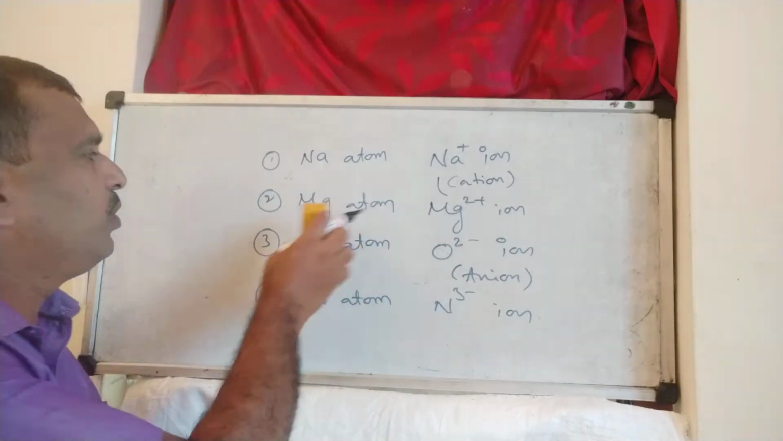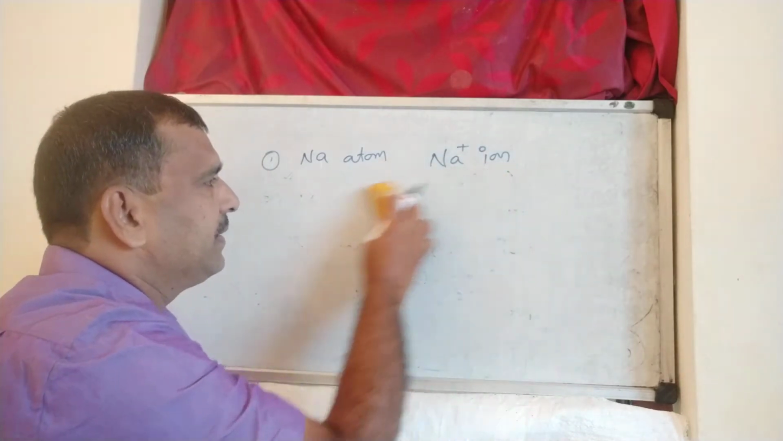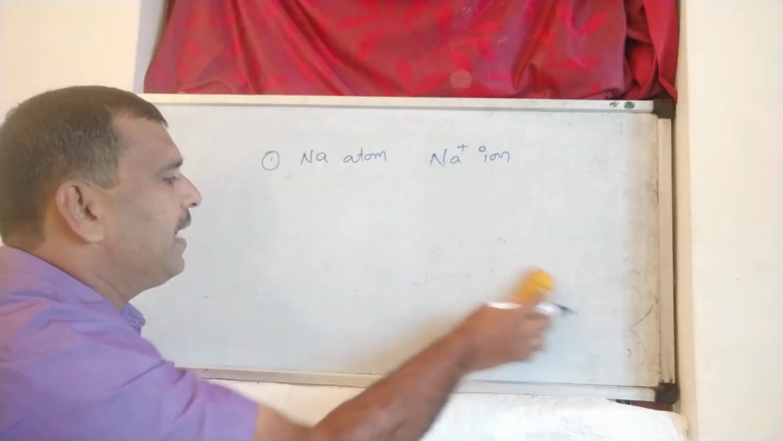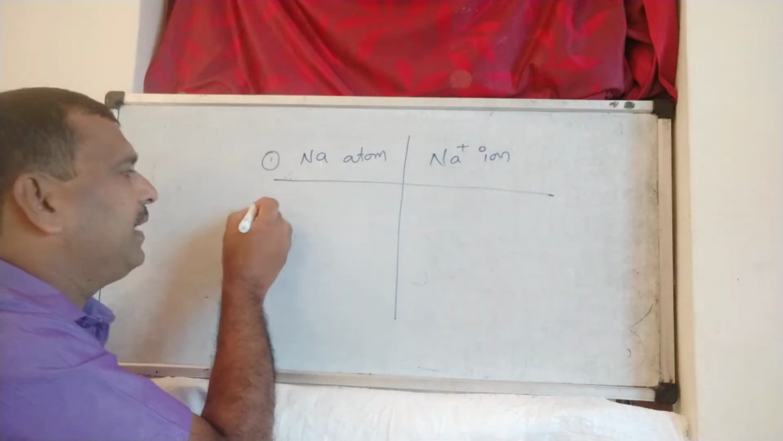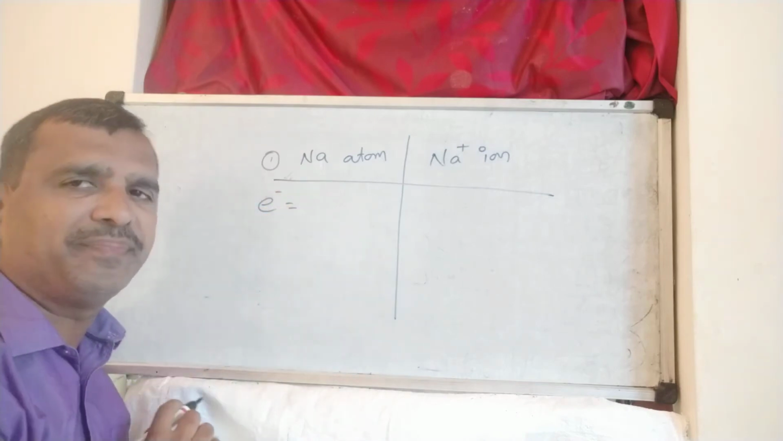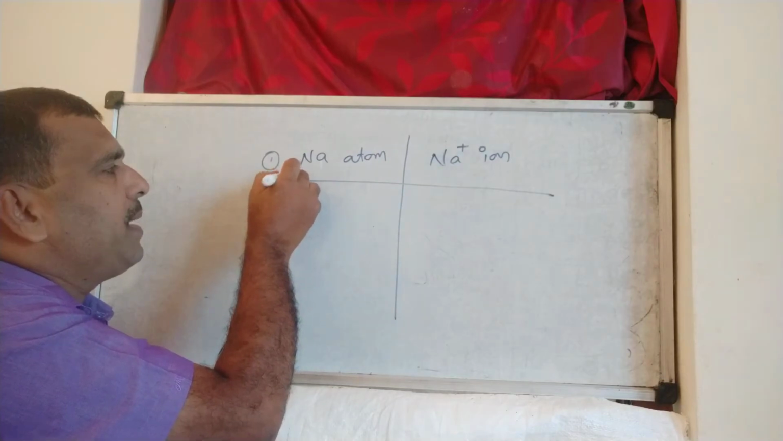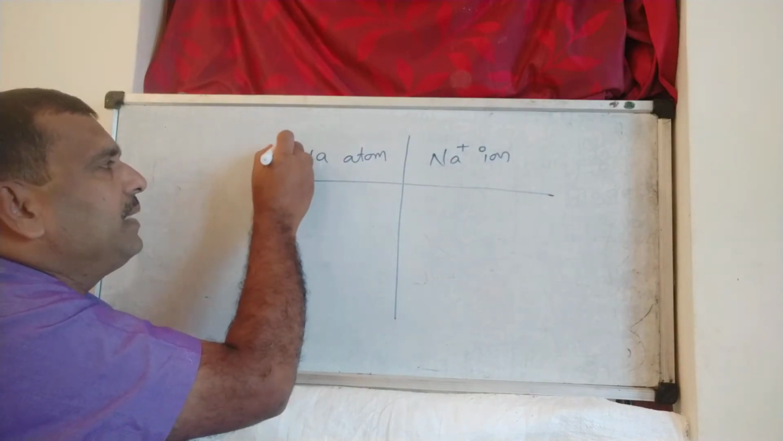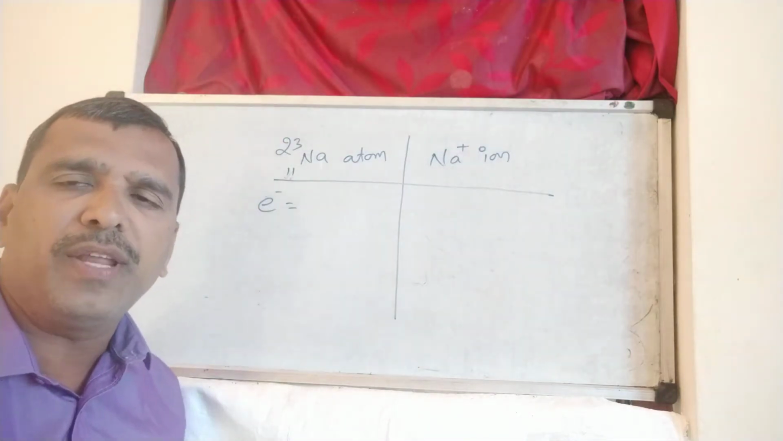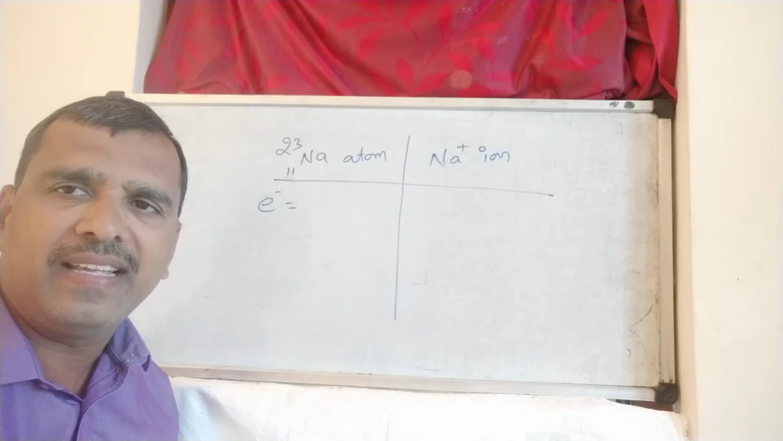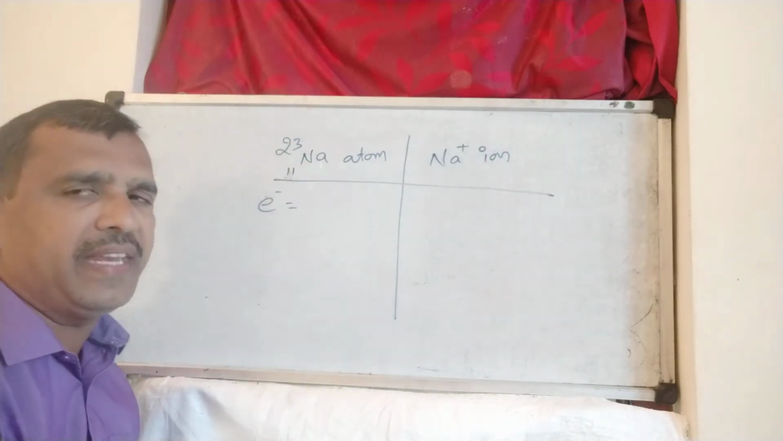First we'll go through Na, so here Na and Na plus. In Na we'll calculate how many electrons are present. Generally the sodium atomic number is 11, and the mass number is 23. So the atomic number of sodium is 11, and the atomic mass of sodium is 23.